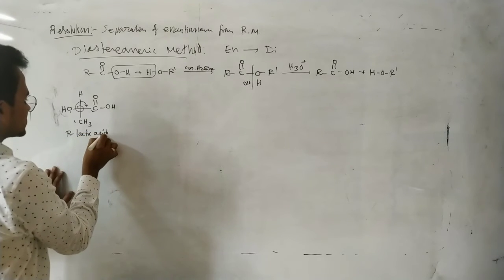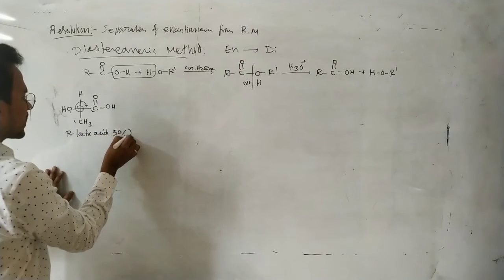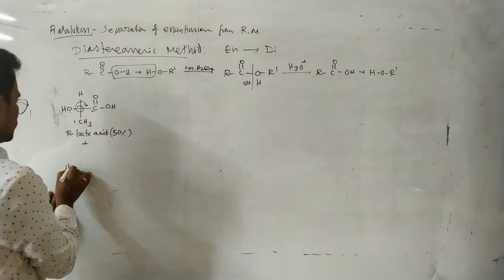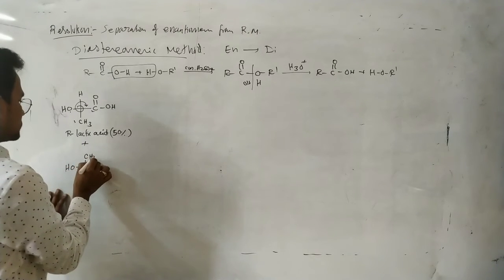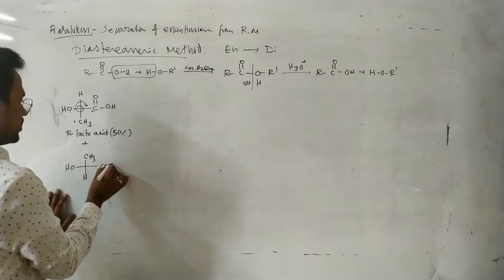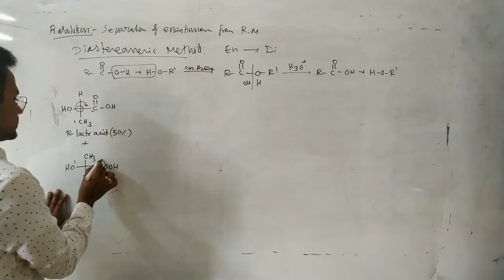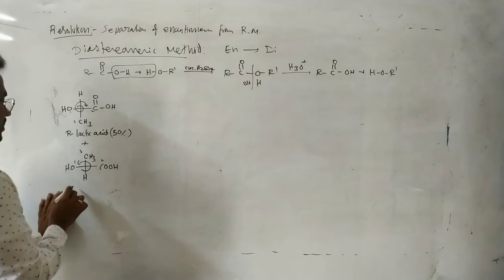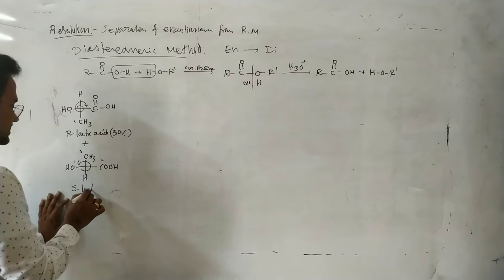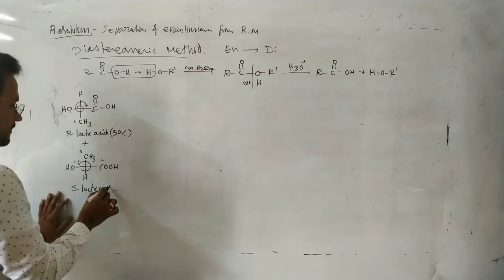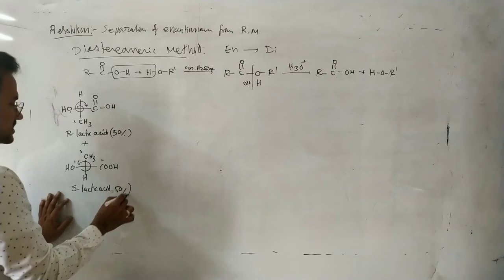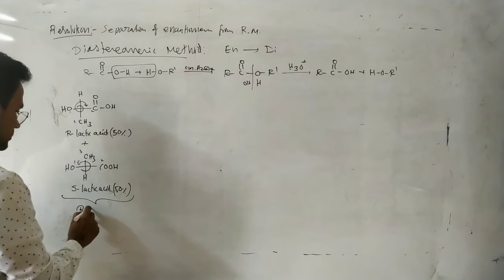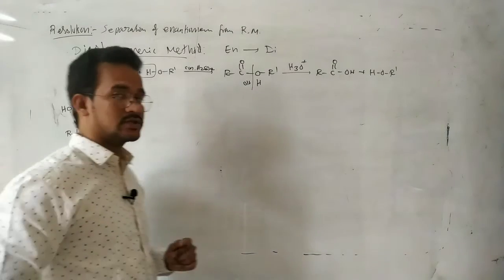Here 50% is R lactic acid, for suppose. Now here this is the OH, here CH3, and this hydrogen, COOH. First priority, second priority, this is the third priority. Here 1, 2, 3 anti-clockwise, that means S lactic acid. This is also present at 50%. So it is actually a racemic mixture. This mixture is an optically inactive mixture.